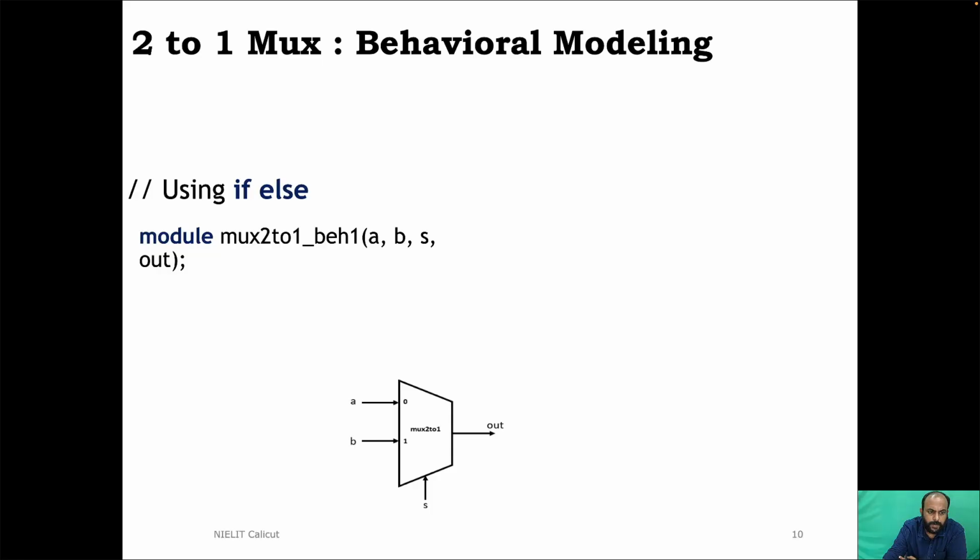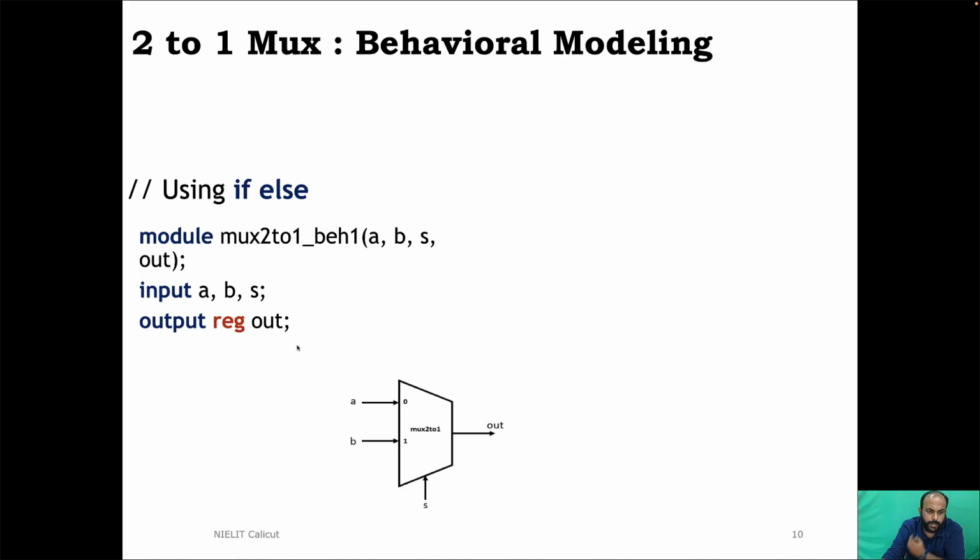So while using if-else, we have to write the module name, the list of all terminal ports as normal, and declare the ports, including the output port. One important difference you should notice here: earlier I had written output out. Here I have added the word reg, which is a keyword. I will tell you the reason for that. Please keep it in mind.